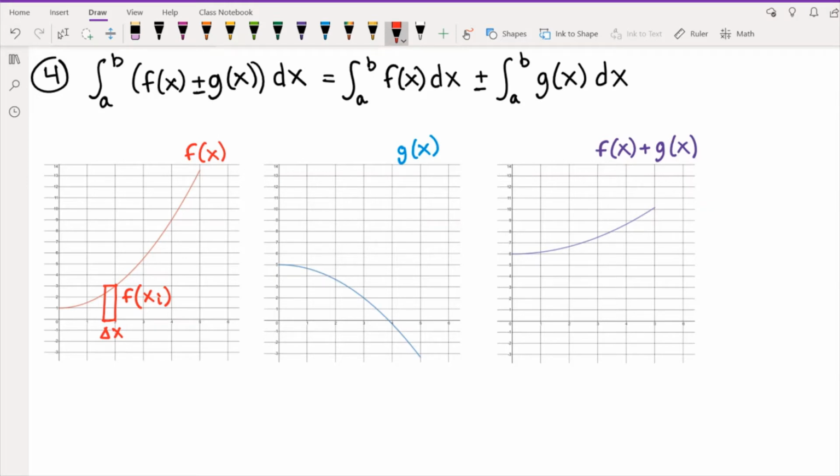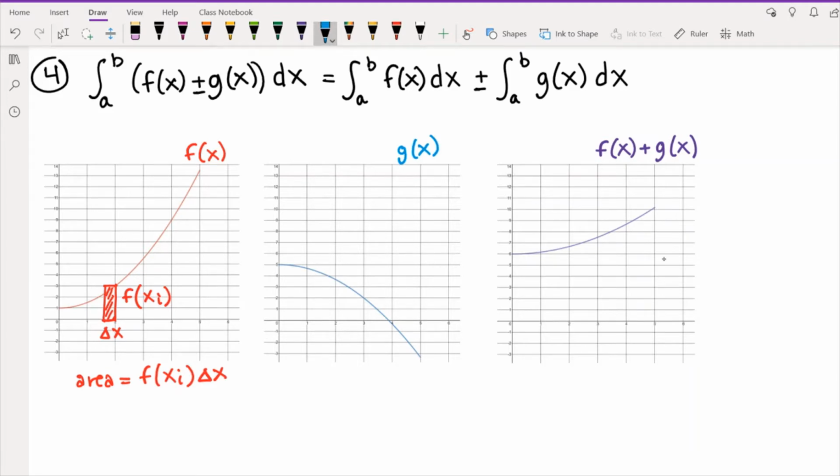And so the area of this rectangle would be f of xi times delta x, right? That's how you would find the area of this one specific rectangle. And then to find the total area, you would be adding all of them up, and then you would be taking the limit towards having infinitely many rectangles.